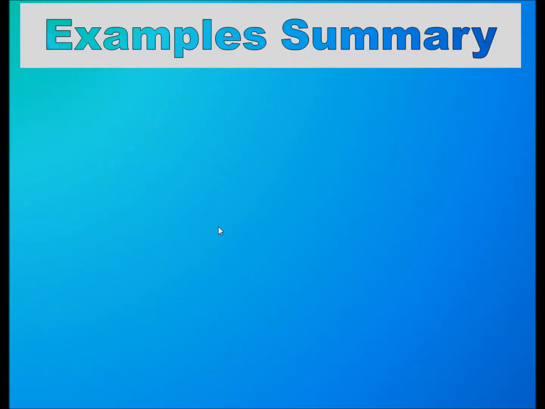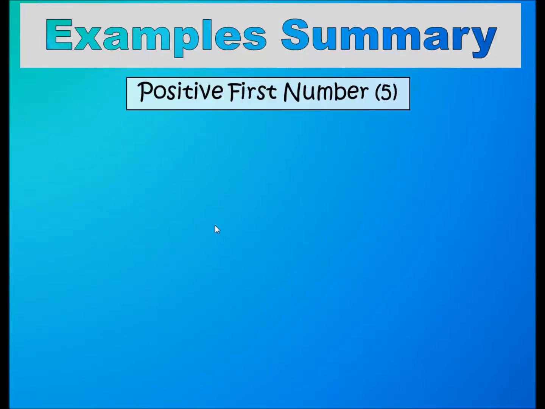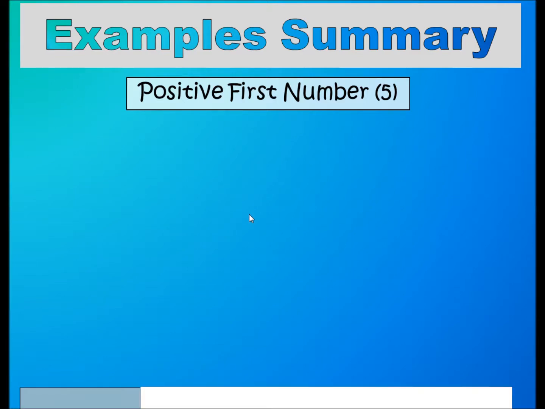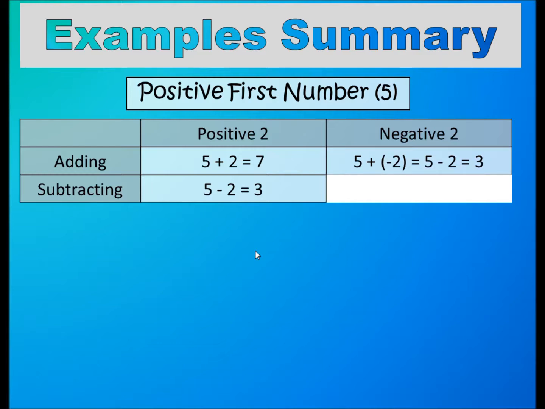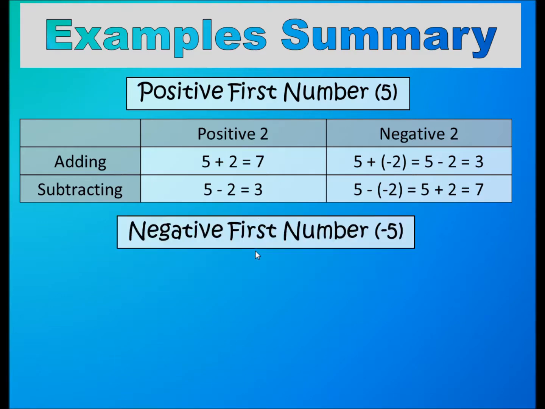I'd like to give a summary of the examples that we did in this video. The first type of examples that we did in this video were those that had their first number as positive. That means that they had 5 instead of negative 5. We found that 5 plus 2 equals 7, and we also found that 5 minus 2 equals 3. More importantly, we found that 5 plus negative 2 is equivalent to 5 minus 2, which is 3. And we also found that 5 minus negative 2 is the same as 5 plus 2, which is 7.